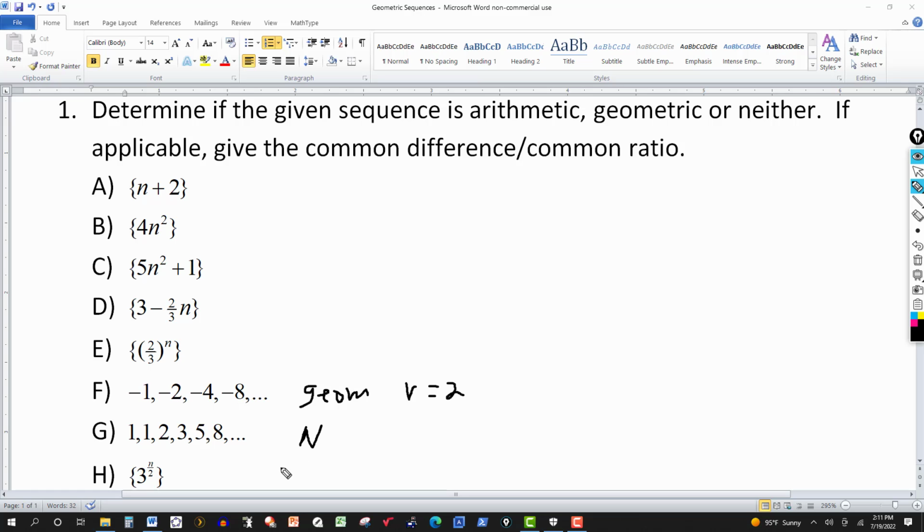This one's neither. However, this is an important sequence. It's just another type of sequence. It's not geometric and it's not arithmetic. This is called a Fibonacci sequence. And the rule for this one is after the first two terms, to get the third, you add the previous two. Notice the pattern. 1 and 1 is 2. 1 and 2 is 3. 2 and 3 is 5. 3 and 5 is 8. Okay, it's a Fibonacci. But here we're asking about arithmetic and geometric.